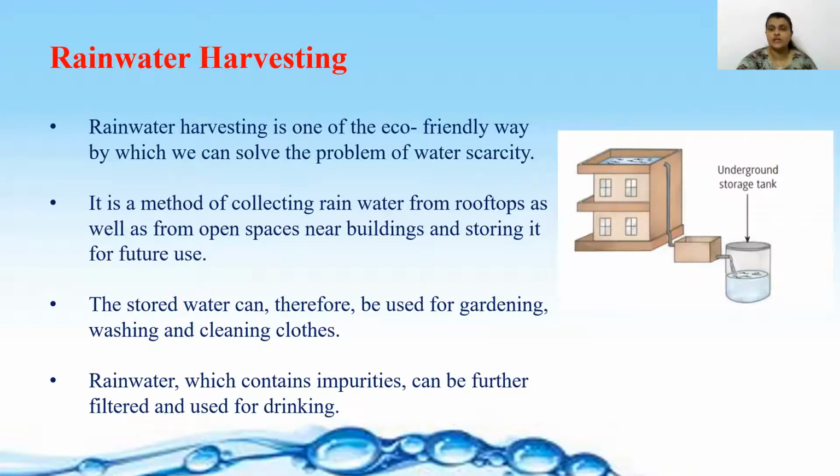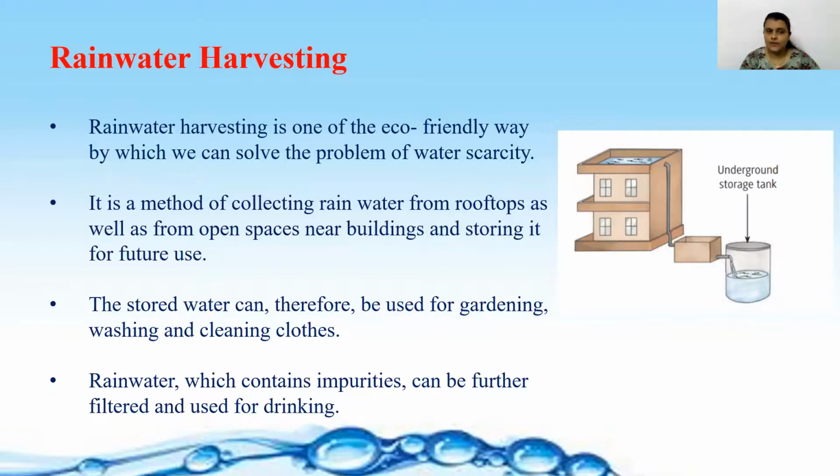Then next is rainwater harvesting. Rainwater harvesting is one of the eco-friendly ways by which we can solve the problem of water scarcity. Mostly the regions which face water scarcity can do this type of practice. It is a method of collecting rainwater from rooftops as well as from open spaces near buildings and storing it for future use. They have a water storage tank in which this rainwater goes, with a pipe with the help of which the water collected during rain on the rooftop goes there.